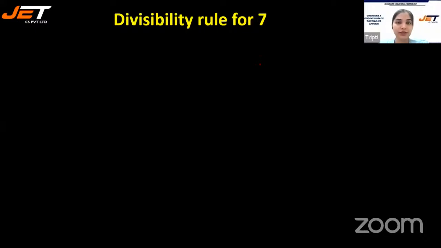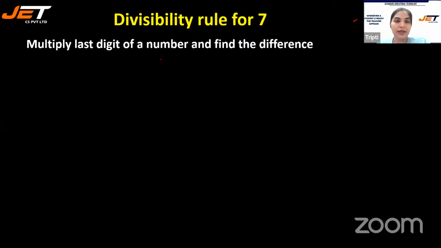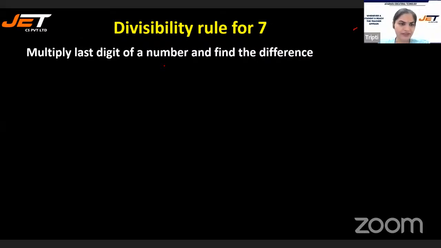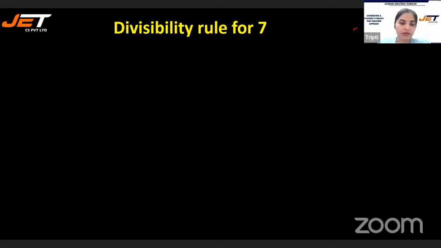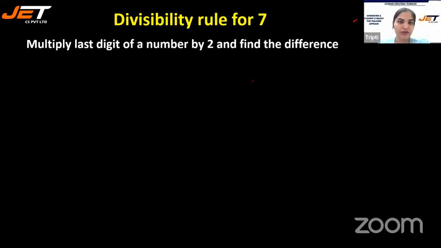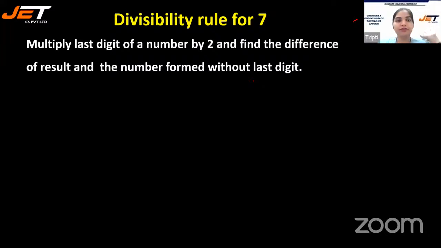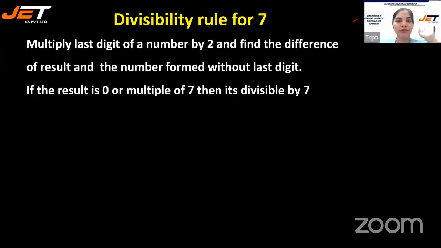Now let's do the divisibility rule for 7. We have already done the divisibility rule of 7, right? So let's quickly revise it. Okay, so over here, it says multiply the last digit of a number by 2. Find the difference of the result and the number formed without the last digit.